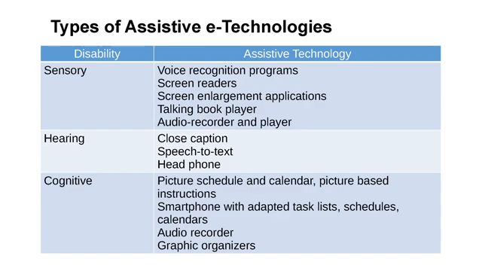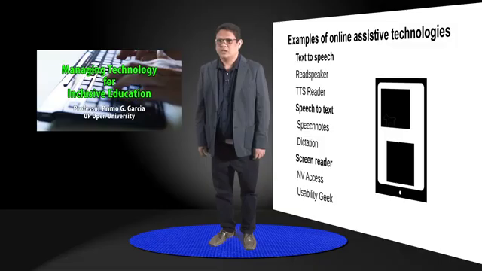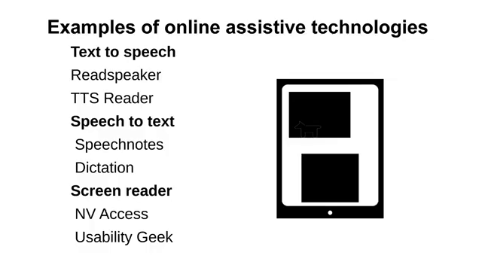For cognitive disabilities, we have picture schedule and calendar, picture-based instructions, smartphone with adapted task lists, schedules, calendars, audio recorders, and graphic organizers. There are different examples of online assistive technologies that you can find on the web. For text-to-speech, we have ReadSpeaker and TTS Reader. For speech-to-text, we have Speechnotes and Dictation. And examples of screen readers are NV Access and Usability Geek.